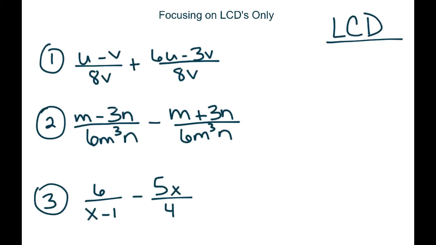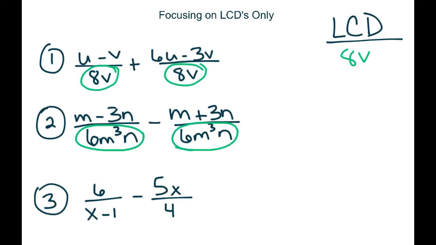All right, so remember, the least common denominator is what both of them have in common. Well, in number 1, we have an 8v under each one. They are common, so we're done. Our least common denominator is 8v. Easy peasy. When the denominators are the same, you don't have to do anything. So on number 2, again, I've got 6m cubed n under the first fraction, and I've got 6m cubed n under the second. They are exactly the same, nothing's different. That is my common denominator, 6m cubed n.